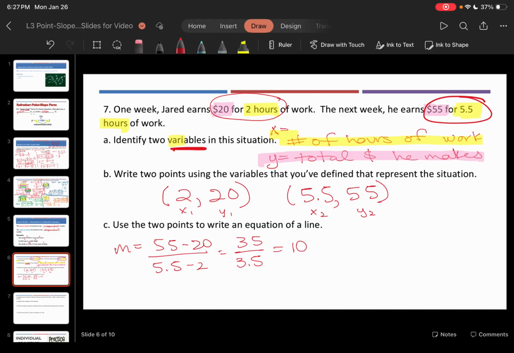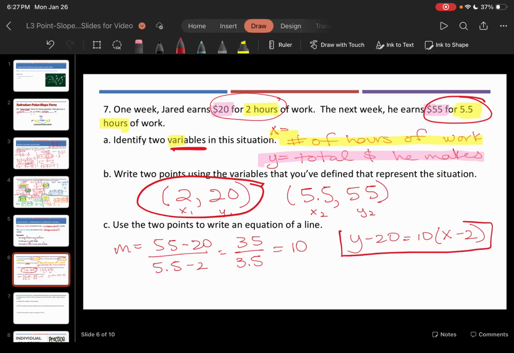Okay? So now, I'm going to pick either point. I'm just going to pick this one. And I'm going to plug in to write the equation. Y minus 20 equals 10 times x minus 2, right? So I plugged into y minus y1 equals m times x minus x1. There's my equation.